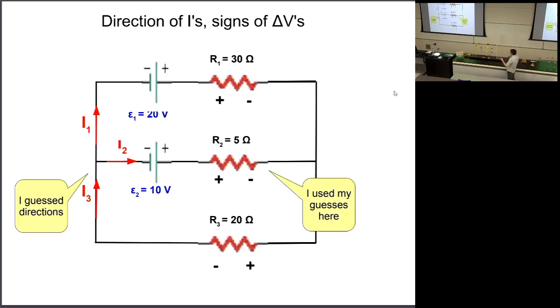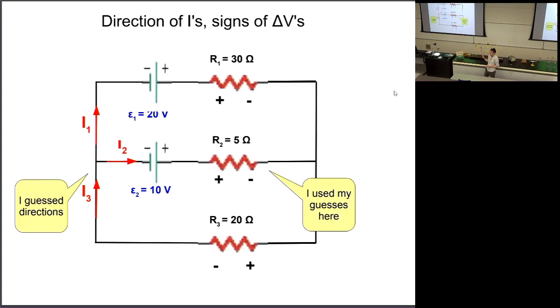Okay, so in my solution, I guessed these 3 directions. I guessed that on the top arm of the circuit, the current is going, if we follow I1, left to right. On the middle arm, it's also going left to right. And on the bottom arm, it's going from the right to the left. So these are the 3 directions of the current I guessed. And when I started this, I had no idea. I didn't even spend any time to think about it. I just guessed them.